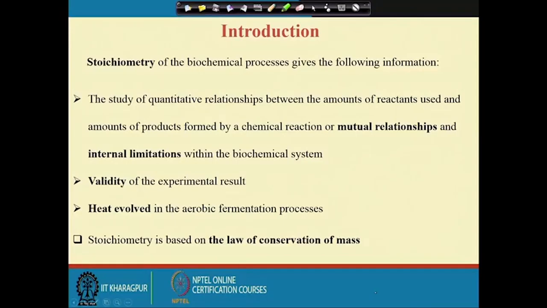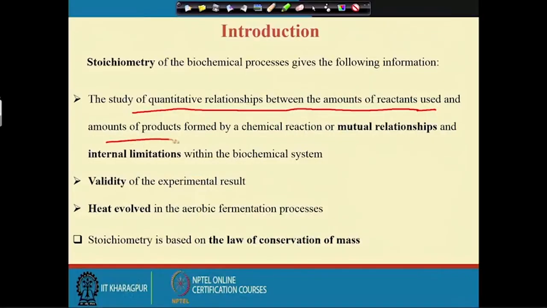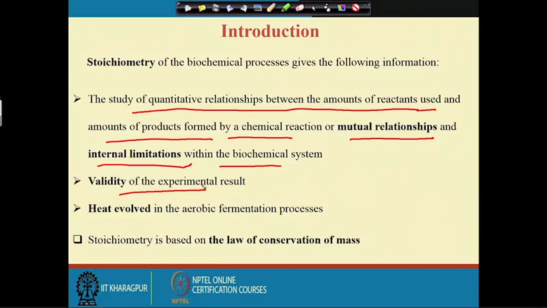The stoichiometry of the biochemical process gives the following information: the study of the quantitative relationship among the reactants used and the products formed in a chemical reaction, or the mutual relationship and internal limitation within the biochemical system. That means how much of the substrate molecule gives how much of product, which theoretically you can find out from the stoichiometry. Then another thing I told you is the validity of experimental results, and the third one is the heat evolved, particularly in the aerobic fermentation process.